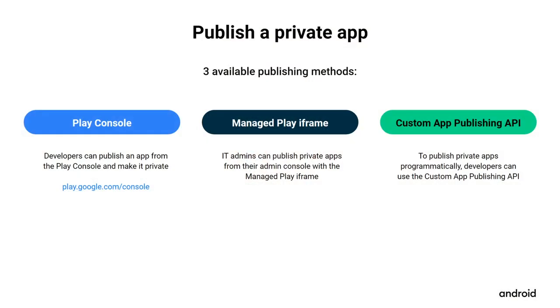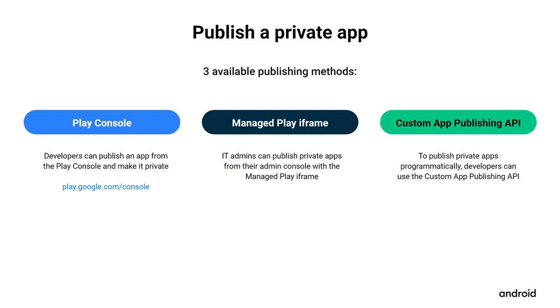And lastly, the third method to publish a private app is to use a custom app publishing API. This API allows you to programmatically publish a private app without having to go through the Play console or the iframe. It's particularly useful if you need to publish many private apps at once. For all these three methods, the end result is the same. You'll have a private app restricted to organizations you've selected.